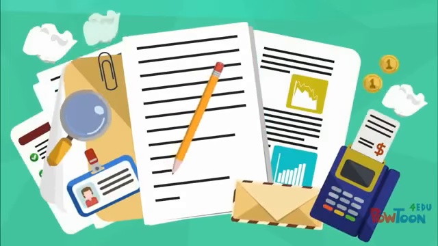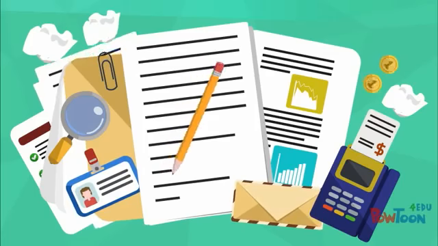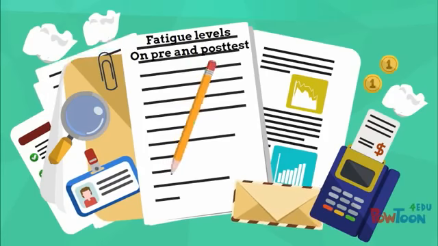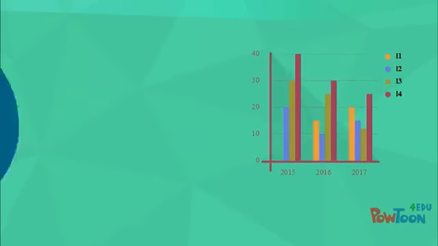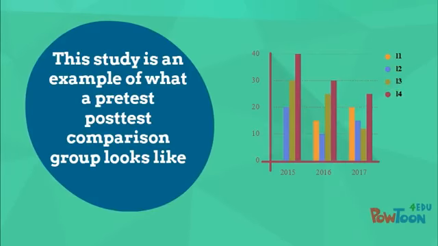The pre- and post-test would be recorded 6 months apart. This will allow us to see where they were on the fatigue levels before and after the intervention. This study would be an example of what a pre-test, post-test comparison group design looks like.